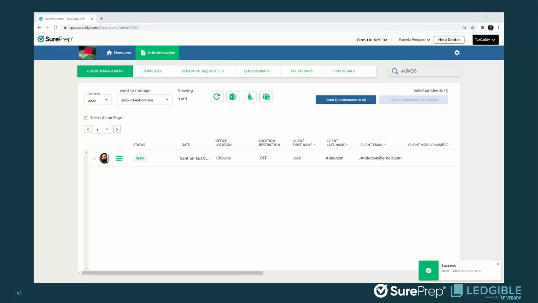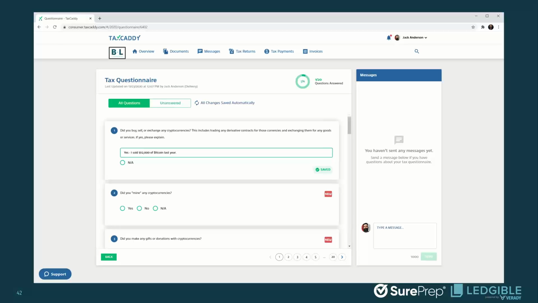But basically, the first step is send the questionnaire that's going to include, among other things, the question about the cryptocurrency. And so if you go to the next slide there, now we're in Jack Anderson's TaxCaddy account. So this is the taxpayer interface. And here, Jack is looking at his questionnaire, sees the question about the cryptocurrency and says, yes, I did. And that's our indicator to know that we now need to invite Jack to create his Ledgible account.